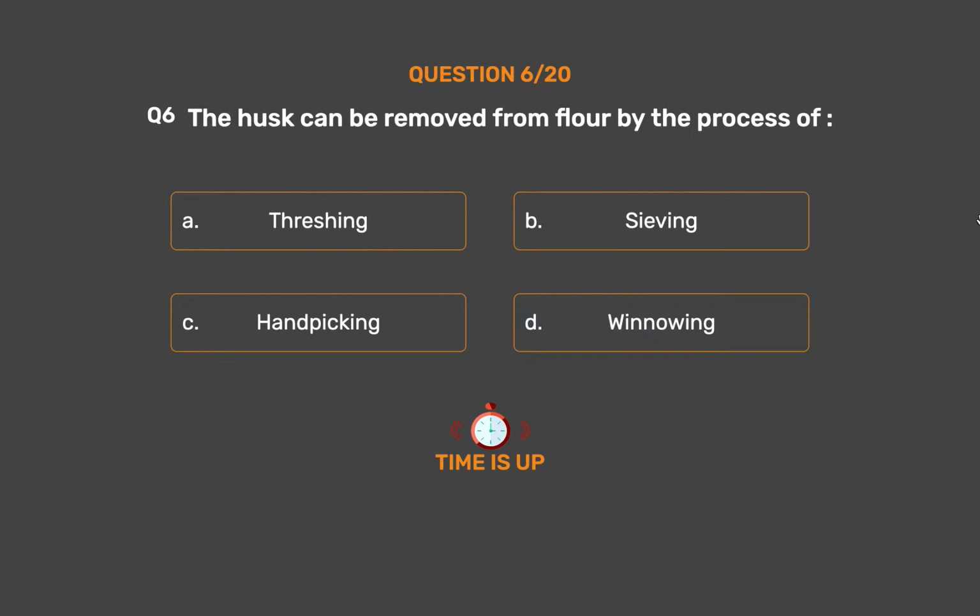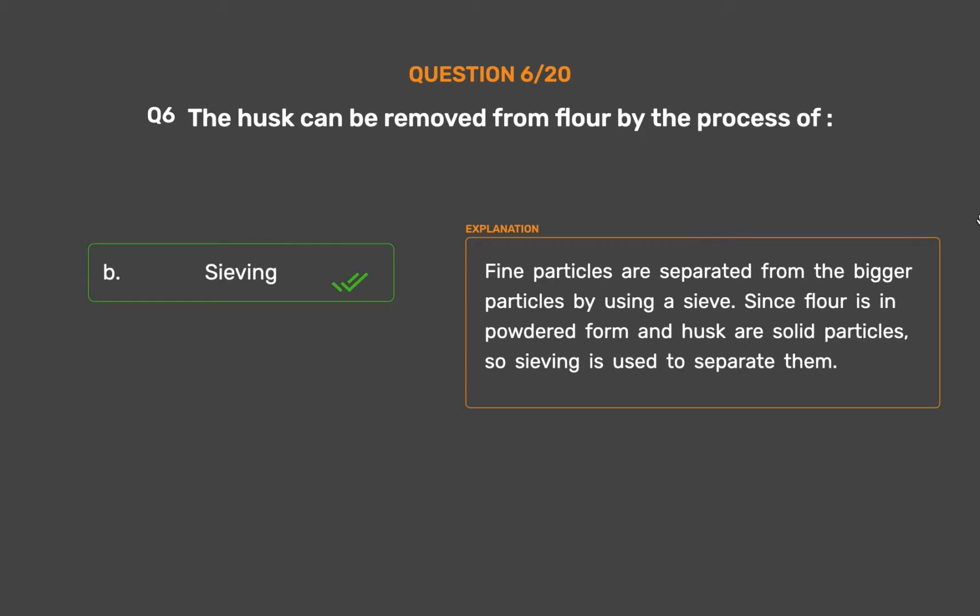The correct answer is Option B. Sieving. Fine particles are separated from the bigger particles by using a sieve. Since flour is in powdered form and husk are solid particles, so sieving is used to separate them.